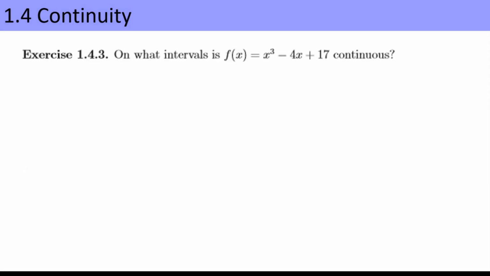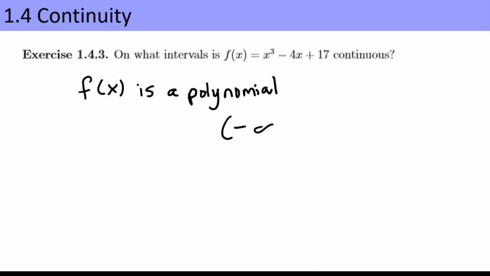Example 1.4.3. On what intervals is the function f of x equals x cubed minus 4x plus 17 continuous? Let's recall that f of x is a polynomial function. And by the properties we just learned, we know that polynomials are continuous everywhere. So the interval from negative infinity to infinity, or if you prefer, we can denote the set of real numbers with its symbol. The polynomial is continuous on the real number line.